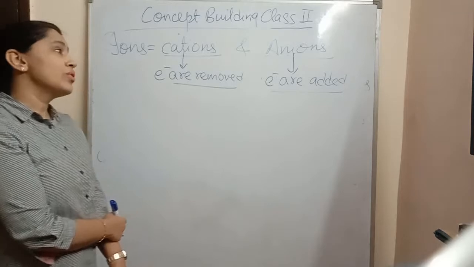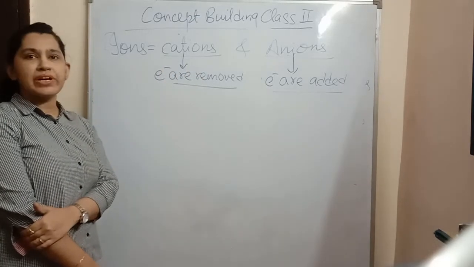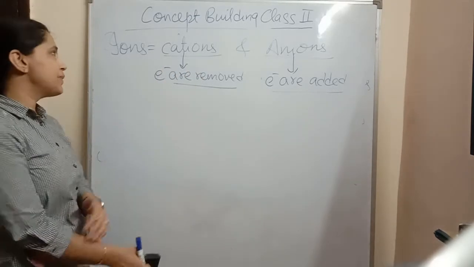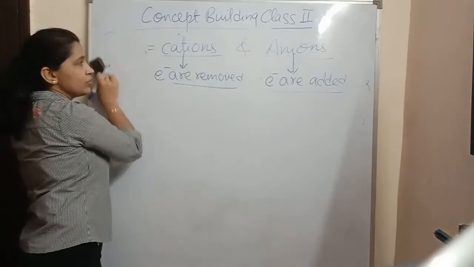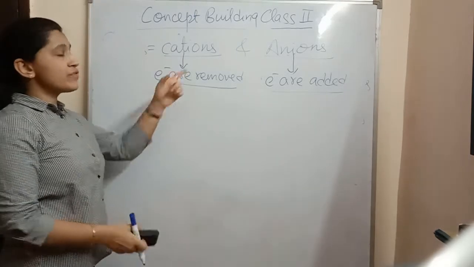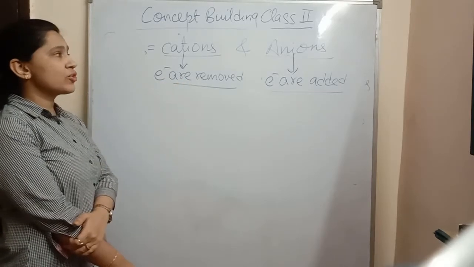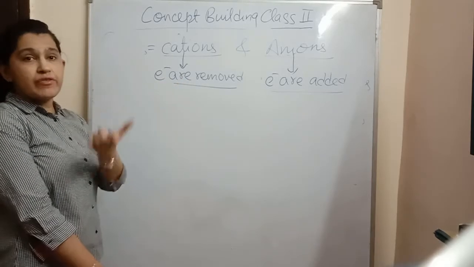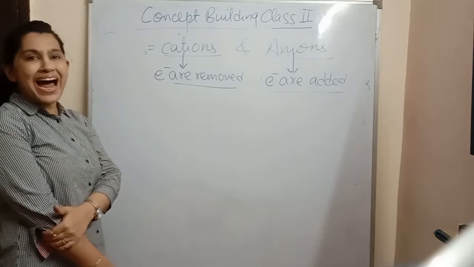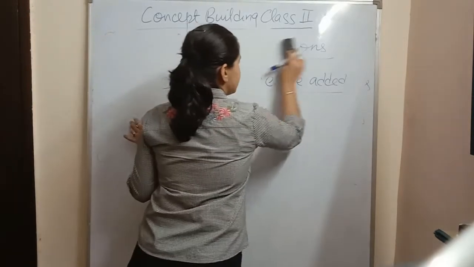Now I have given you the hint, entire hint. Now I am giving you the question. So it's better you try first, then I'll tell you. In cations, electrons are removed. Whatever the positive charge, you will remove those many electrons, and in anions, electrons are added. Whatever the negative charge, you will be adding those many electrons, right?